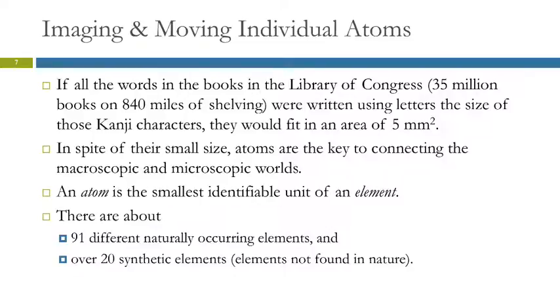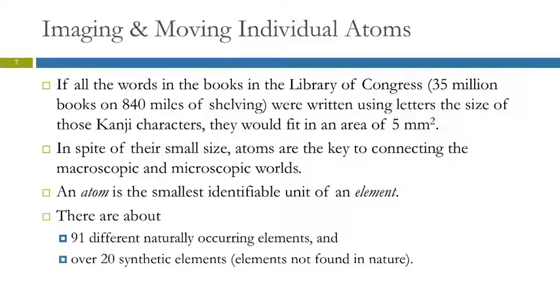So just to give you an idea of how small atoms are, have you heard of the Library of Congress? It's in Washington, D.C., I believe. They have 35 million books on 840 miles of shelving. Can you imagine? A bookshelf 840 miles long. So if you took all the words in all of those books and wrote them in letters the size of those kanji characters, all those words would fit in an area of 5 square millimeters. That's half a centimeter on a side. All the words in all the books in the Library of Congress. Atoms are crazy, crazy small.